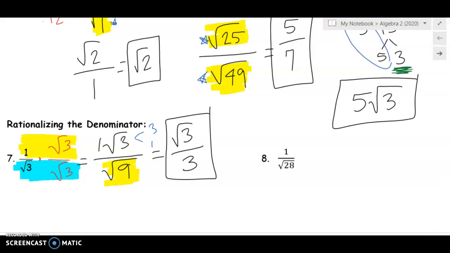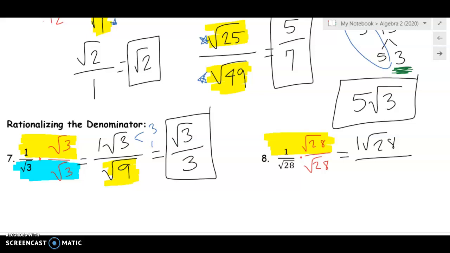Number 8. I want to get rid of square root of 28. If I want to get rid of the square root of 28, I'm going to multiply top and bottom by the square root of 28, by the problem. So then I'm going to multiply the top, that's the yellow part, 1 times the square root of 28, that's 1 times root 28, and then on the bottom, I'm going to show you a little trick. Let's write it down here in purple. I have square root of 28 times the square root of 28.